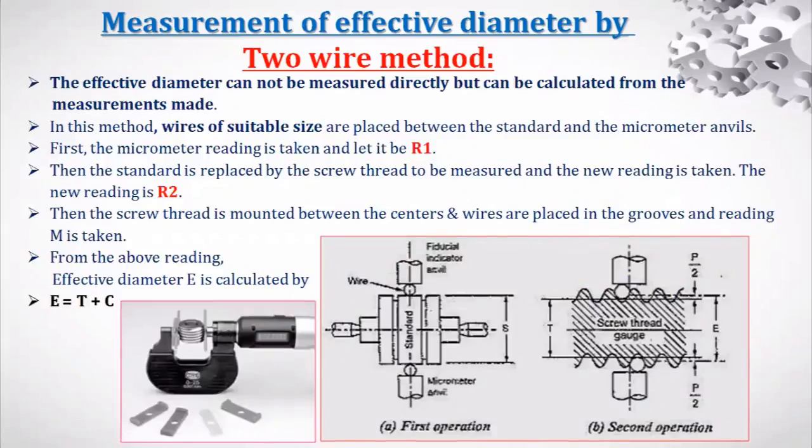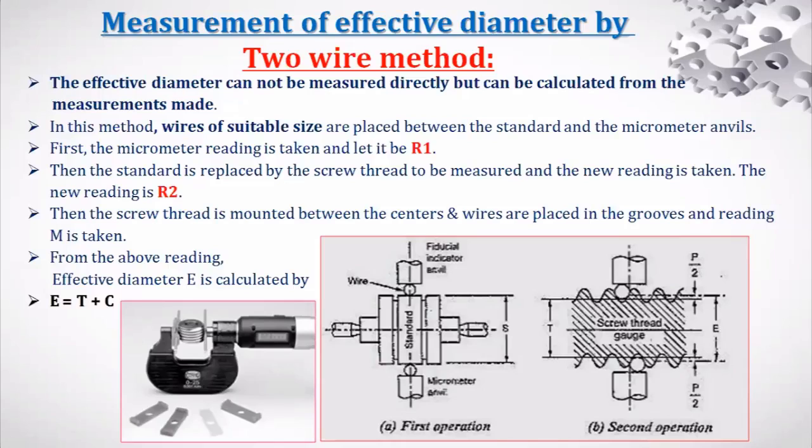See here the procedure to measure the effective diameter by the 2-wire method. Like I told, the effective diameter cannot be measured directly. Effective diameter means pitch diameter. It is in between the major and minor diameter. It cannot be measured directly, but can be calculated from measurements made. You take the readings, and if you substitute them into the formula, you can get the value.